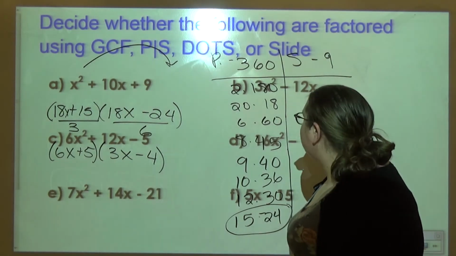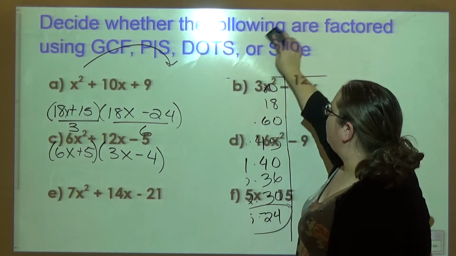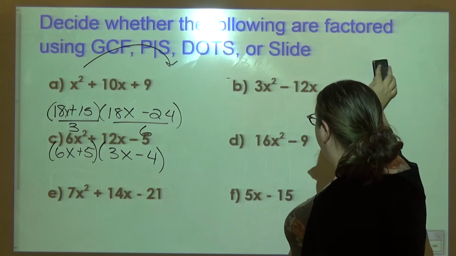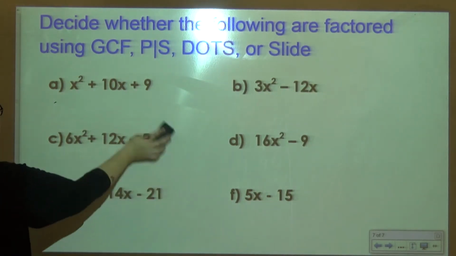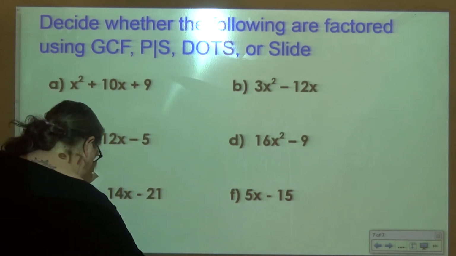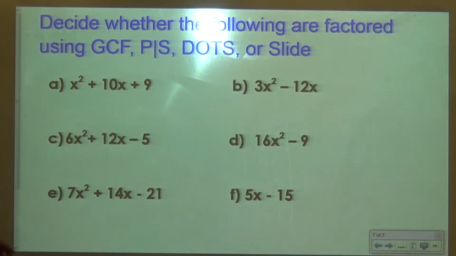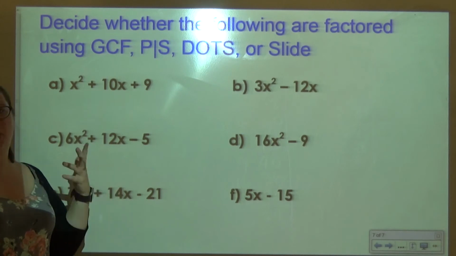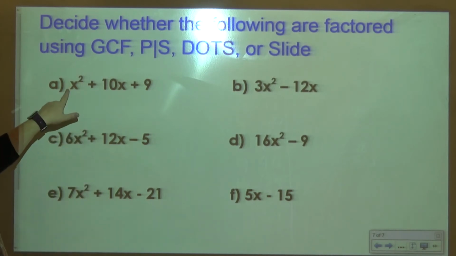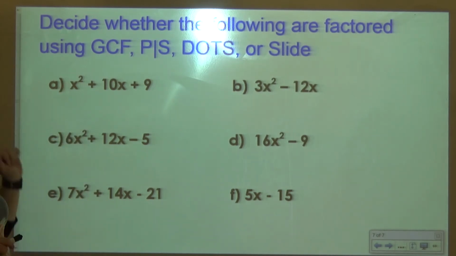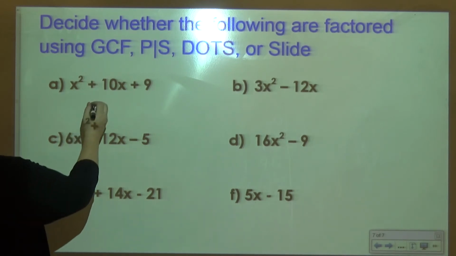Alright, so this last slide, we're not going to actually factor anything, but I want you to look at the problems and decide how they're factored. Which method would you use? So pause the video and just write down, or even just think about, which method for each. So for A, which one is it? The key idea here is there's nothing in front of x squared. A is 1. So because A is 1, it's a product sum.